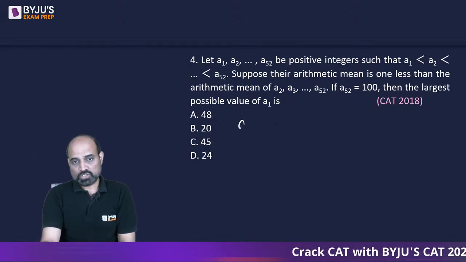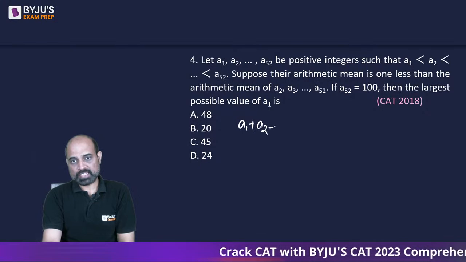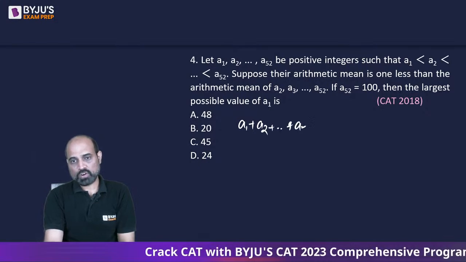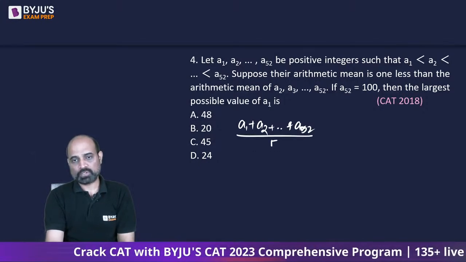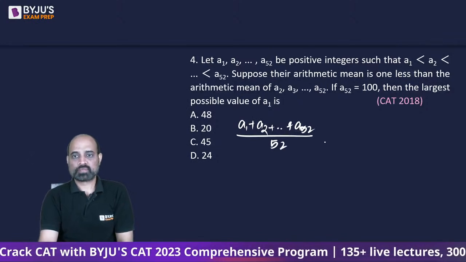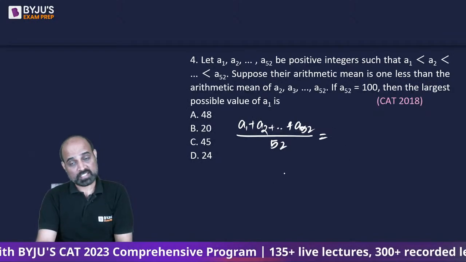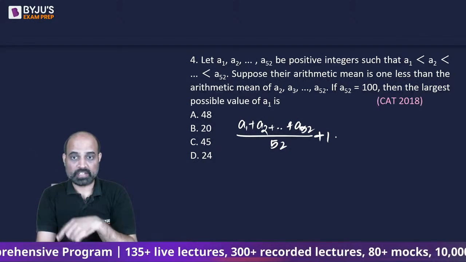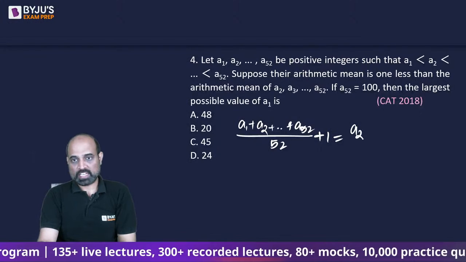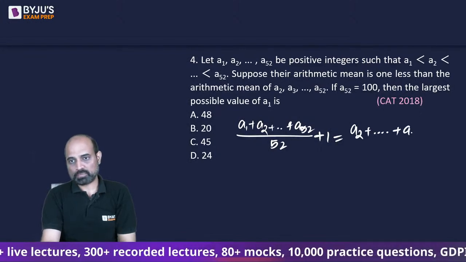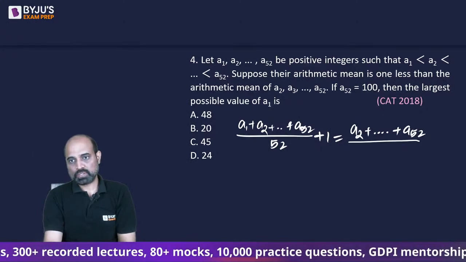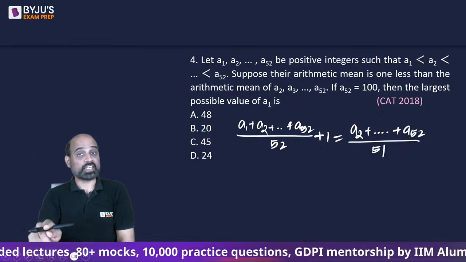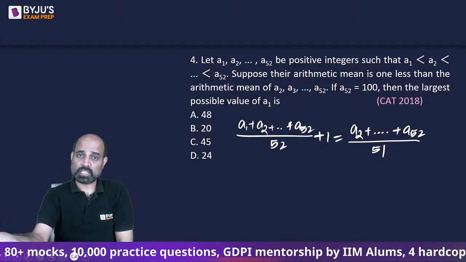So what we are going to do is say that the arithmetic mean of all these 52 numbers is 1 less. So if I add 1 to it, this is going to be the arithmetic mean of all the numbers up to a52, whole divided by 51. There are 51 numbers only. Arithmetic mean means we are talking about the average.